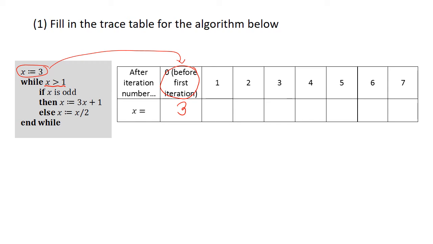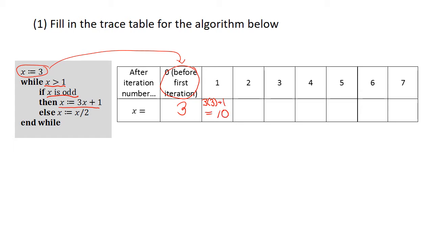Okay, so now we come to an if-then. So we have to check this next condition here. If x is odd, in this case, 3 is odd, so that is true. Okay, so we're going to go ahead and do the then part. So x is going to be redefined to be 3x plus 1. So 3x plus 1 is going to be 3 times 3 plus 1, that is 10.